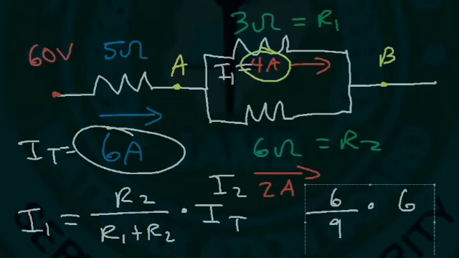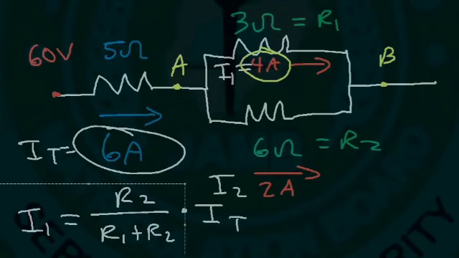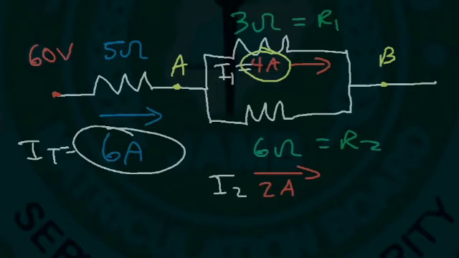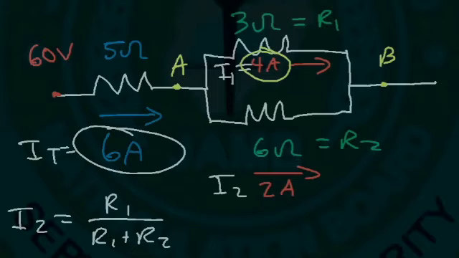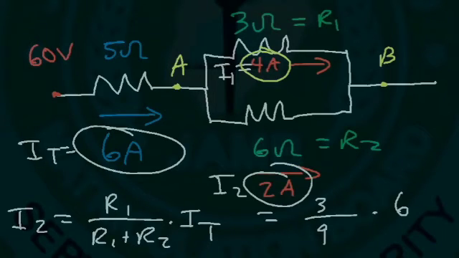Now, to find the other one, I2, we can use a similar equation. So I2 is going to be equal to the other resistor, R1, divided by R1 plus R2, times the total current. So if this is a 2, this has to be 1. R1 has a value of 3. The total resistance, R1 plus R2, is still 3 plus 6, which is 9. And the total current is 6. 3 times 6 is 18. 18 divided by 9 is 2. So you get the 2 amp current.